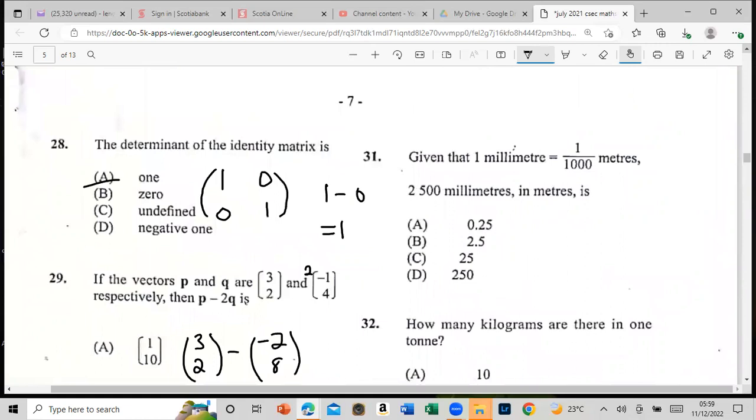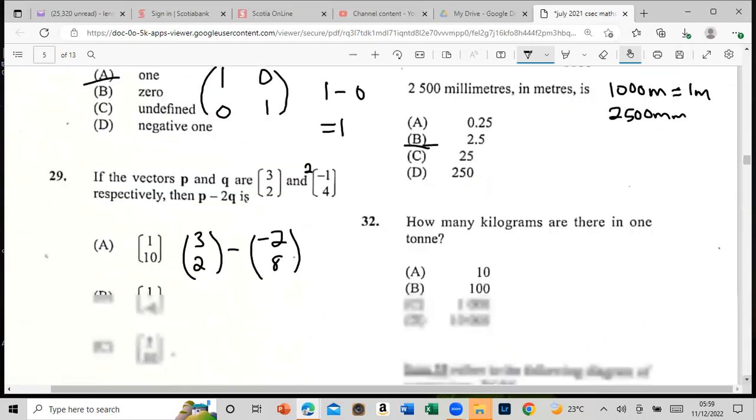It says given that 1 millimeter is equal to 1/1000 of a meter, 2,500 millimeters is... All this is saying is that it takes 1,000 millimeters to make 1 meter. So 2,500 millimeters in meters, we divide by 1,000, so that's 2.5. We're not spending a long time on this, right?